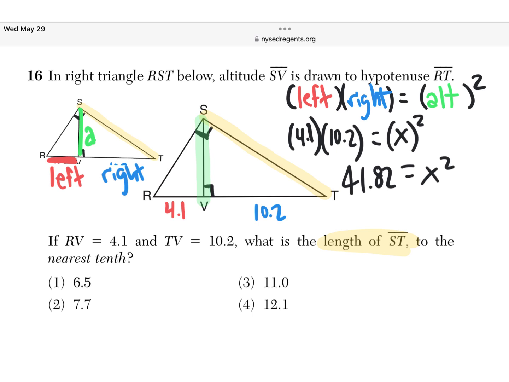equals x squared. And so now what we're going to need to do is take the square root of this, and give me one quick second. Okay, and we're going to get, when we take the square root, x is 6.47. Okay, beautiful. So we just figured out what this altitude is, 6.47. And so now we're going to simply apply the Pythagorean theorem. Easy. And so I'm going to set that up right now.